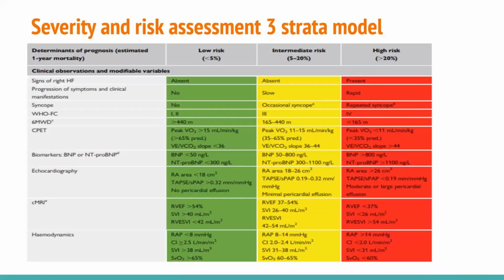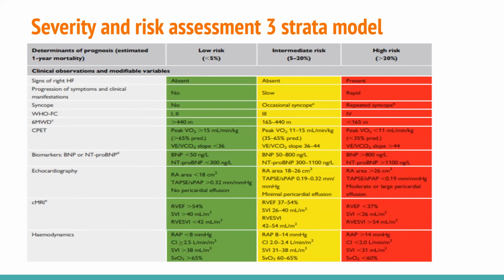This is the severity risk assessment tool. With this, the 3-strata model has been changed into a 4-strata model. This is basically to assess the risk of pulmonary arterial hypertension patients, who are at low risk, intermediate risk, and high risk.